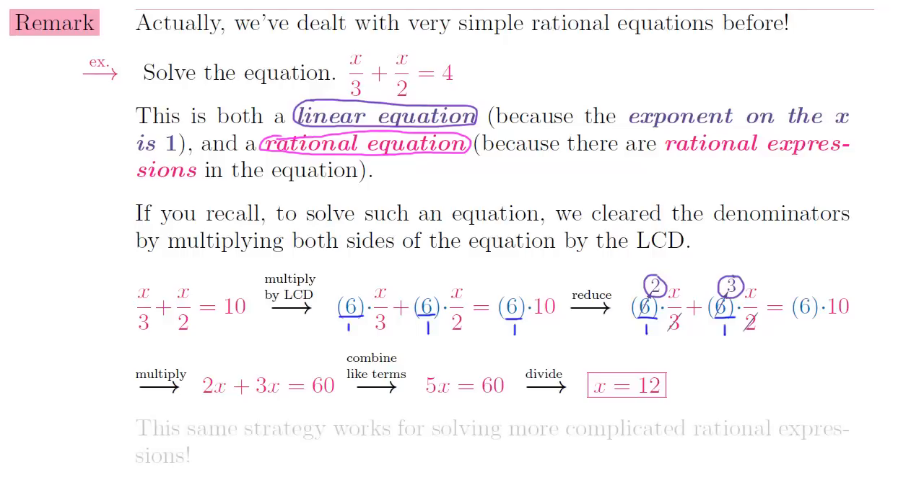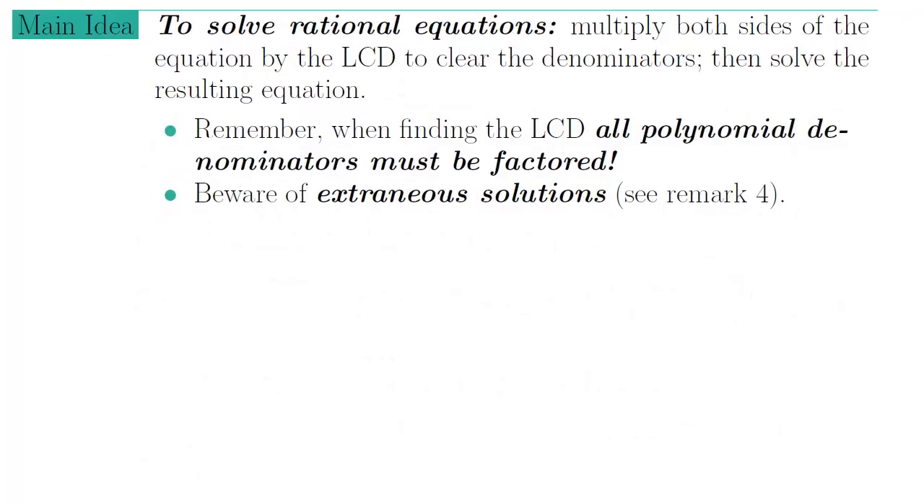So the same general strategy of multiplying by the LCD to clear the denominators will work with rational equations that are more complicated, with x's in the denominator. Let's examine how that works. So here's our main idea. It's exactly what we just talked about. To solve rational equations, multiply both sides of the equation by the LCD to clear the denominators.